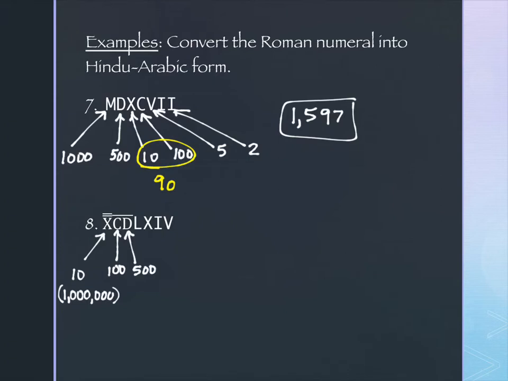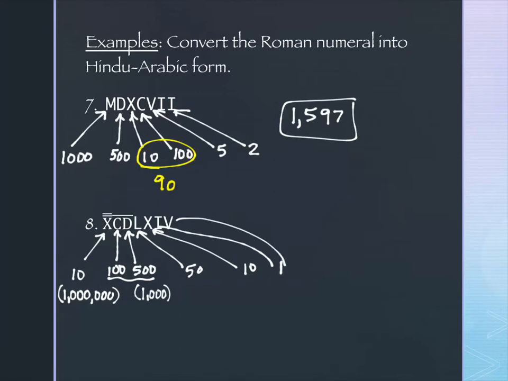500. And these two have a single bar on top of them. So the single bar would be multiplying them by 1,000. So we'll come back to that. L, 50. X, 10. I, 1, and V, 5. Okay, cool. Places where we see subtraction property, let's deal with that now.